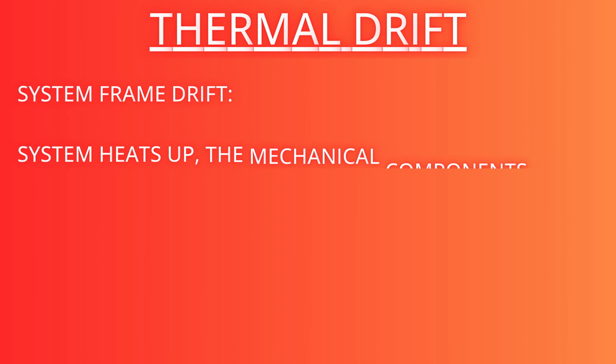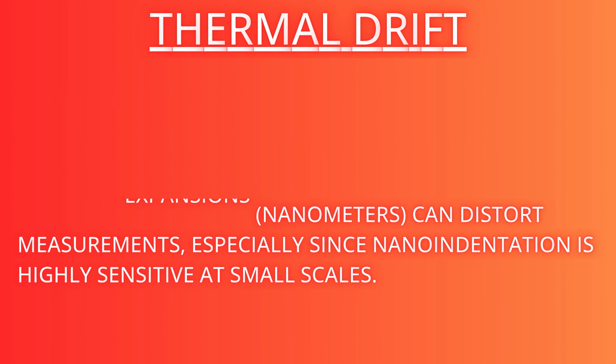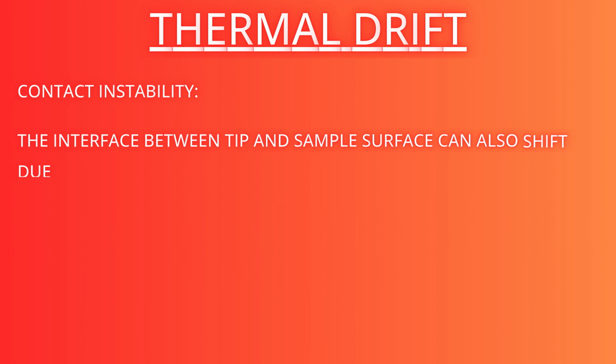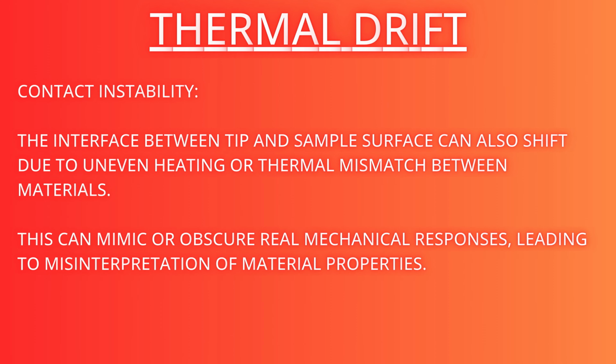Now, to be a little bit more specific, we have, for example, system frame drift, and that happens when the system heats up and the mechanical components also heat up and expand microscopically. So even a tiny expansion in the nanometer range can distort the measurements, especially since nanoindentation itself is highly sensitive at small scales. And we also have contact instability, meaning that the interface between the indenter tip and the sample surface can also drift due to uneven heating or thermal mismatch between the materials, such as temperature gradients, for example. This can mimic or obscure real mechanical responses, leading to misinterpretation of material properties.